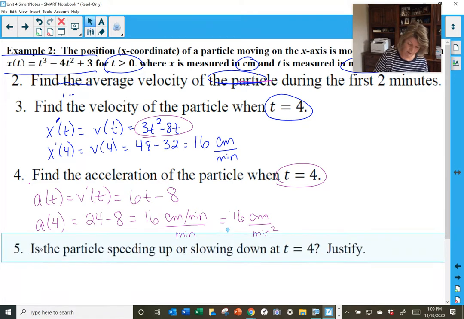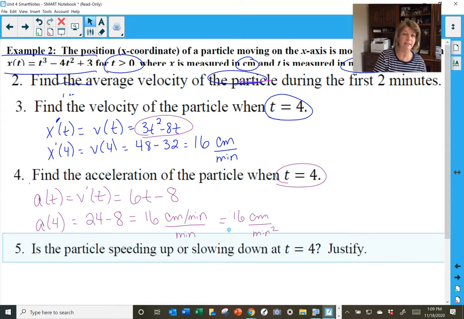Is the particle speeding up or slowing down at t equals 4? Oh, I forget how to tell that. What will I be able to do? Well, I could go to the bug analogy, and I know there's some speeding up, slowing down there. Velocity and acceleration have the same sign, means they're speeding up. Velocity and acceleration have different signs, slowing down. It also is indicated in this chart here.